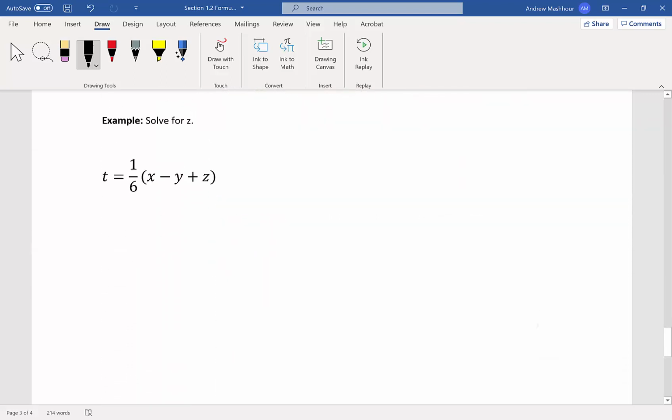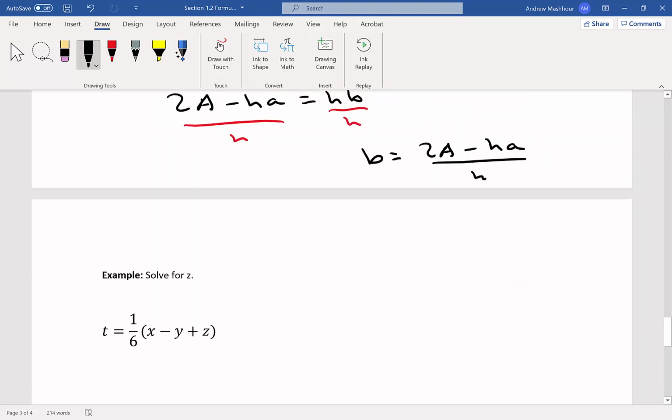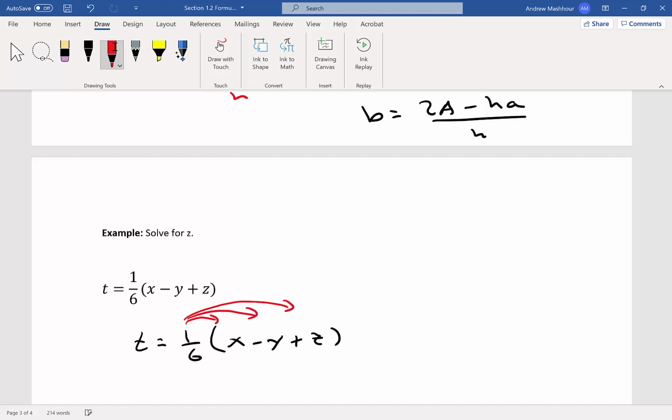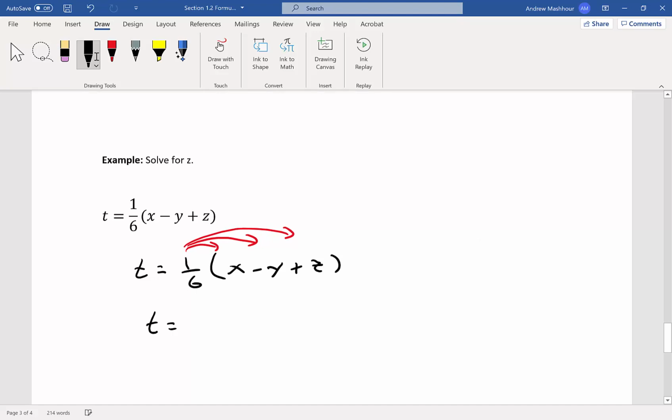Okay, let's take a look at one more problem. Solve for z. So we have T is equal to 1/6 times (x minus y plus z). Once again, we do have parentheses in this problem. Let me rewrite it first. T is equal to 1/6 times (x minus y plus z). So I'm going to eliminate the parentheses by distributing this out. You have T is equal to 1/6 x minus 1/6 y plus 1/6 z.